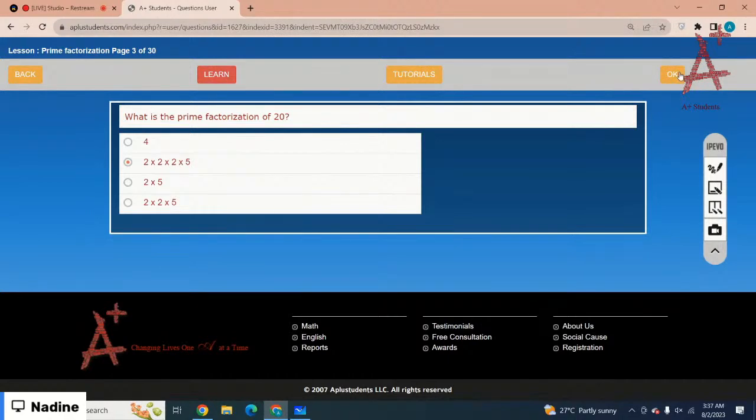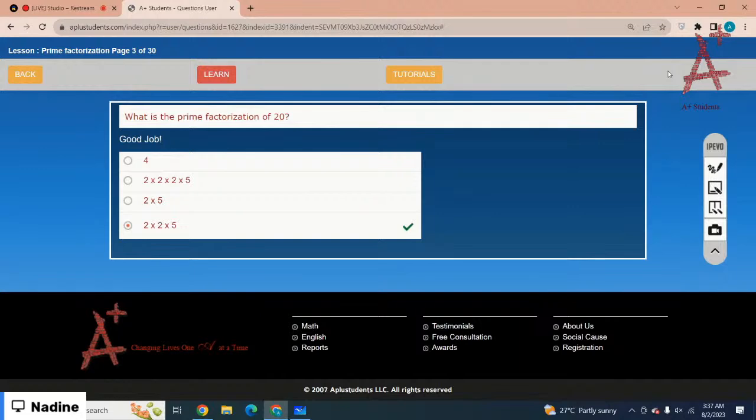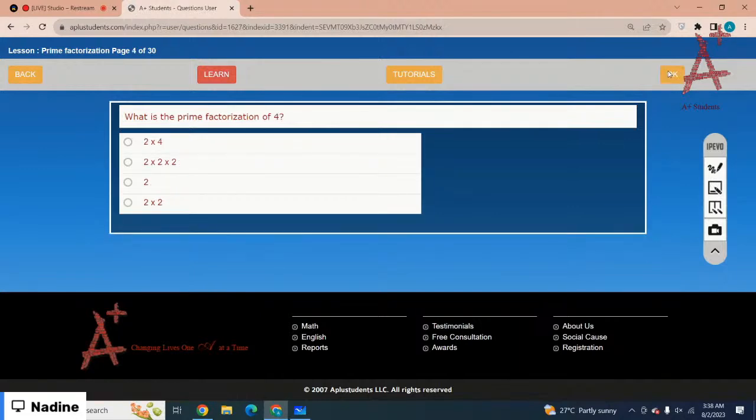We are looking for the factors of 20. 2 times 2 is 4 and 4 times 5 is 20. You can see they all are prime numbers, 2 and 5. So the last option is the correct option. Got it? You can use either method. Either you can find the prime factors by yourself or you can look at the given options.